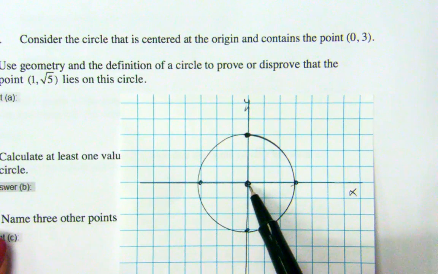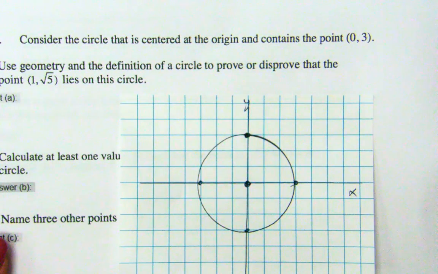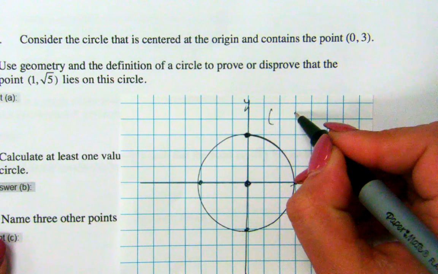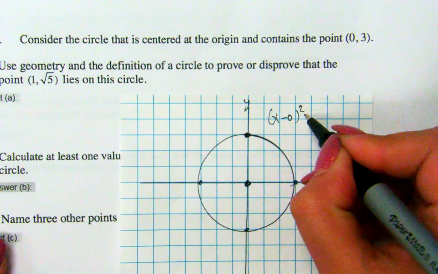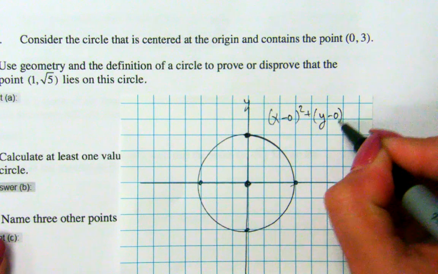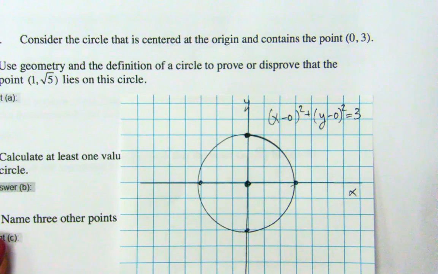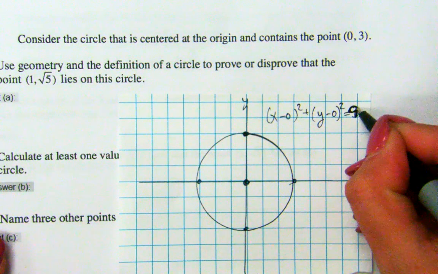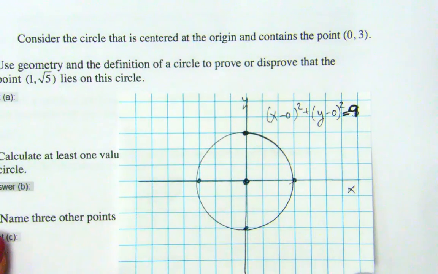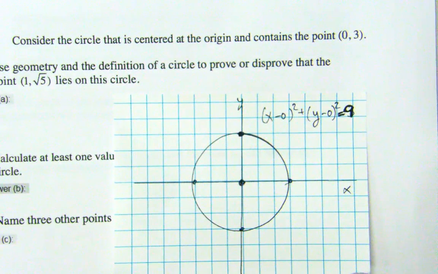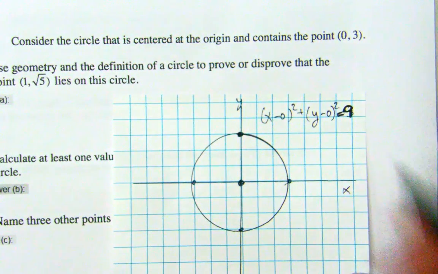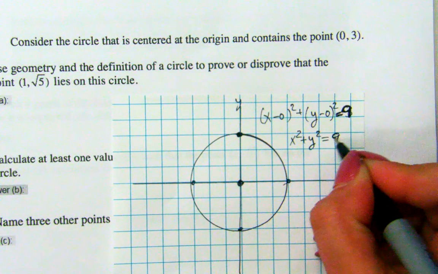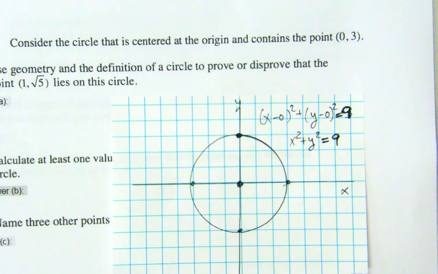So, what's the equation of this circle? It's going to be x minus 0 squared plus y minus 0 squared equals 3. No, equals 9, sorry. Your radius is 3, but in the equation it's equal to 9. So we've got x squared plus y squared equals 9. That's a good one.